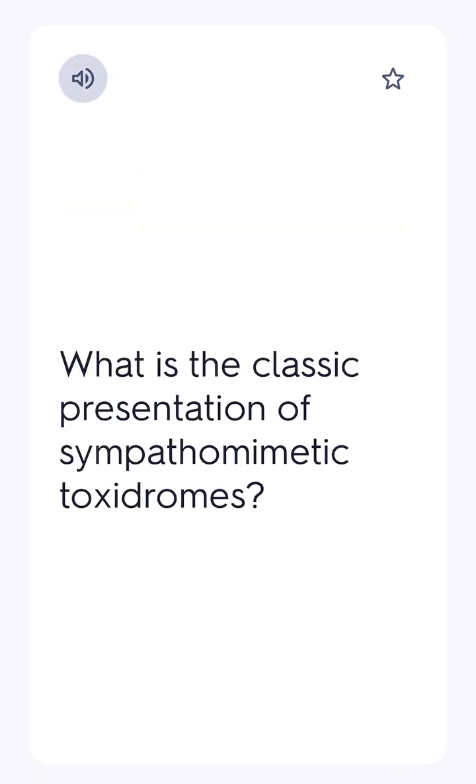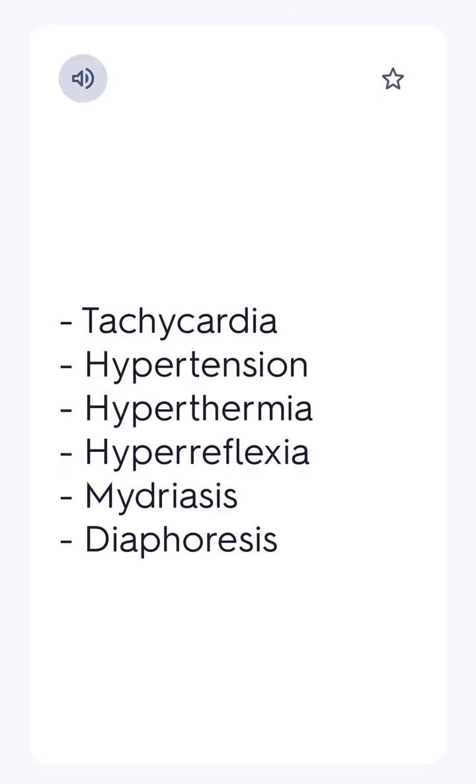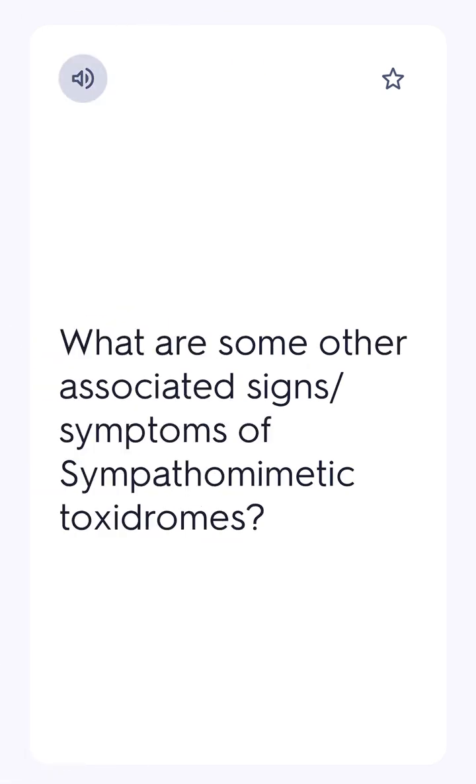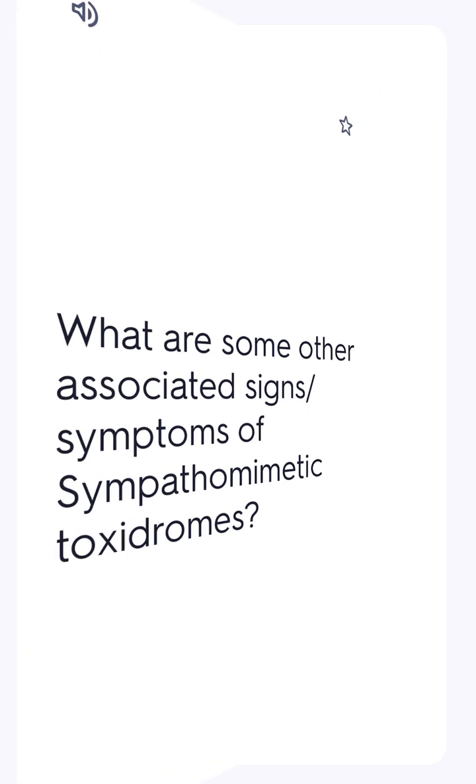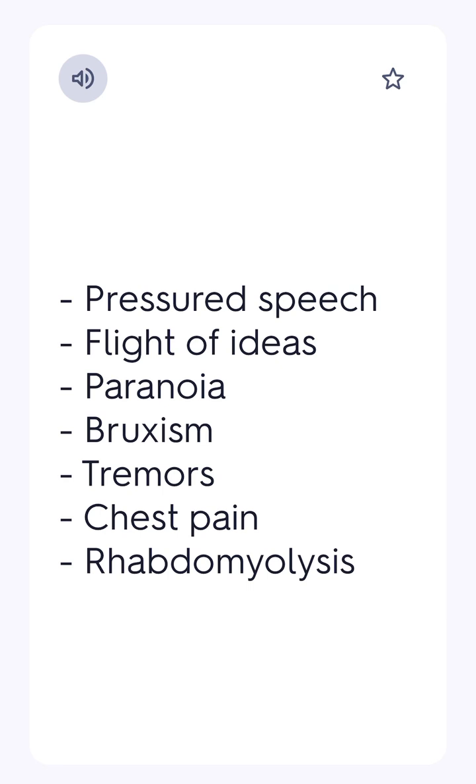What is the classic presentation of sympathomimetic toxidromes? Tachycardia, hypertension, hyperthermia, hyperreflexia, mydriasis, diaphoresis. What are some other associated signs and symptoms of sympathomimetic toxidromes? Pressured speech, flight of ideas, paranoia, bruxism, tremors, chest pain, rhabdomyolysis.